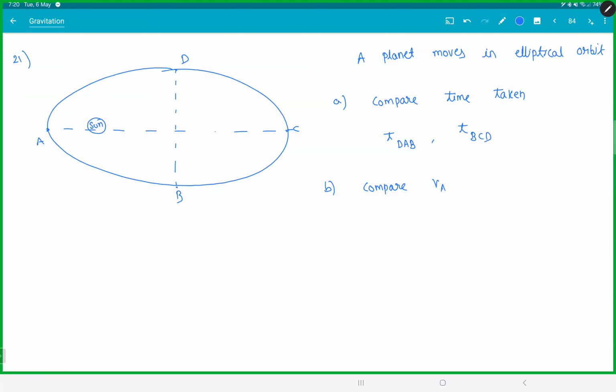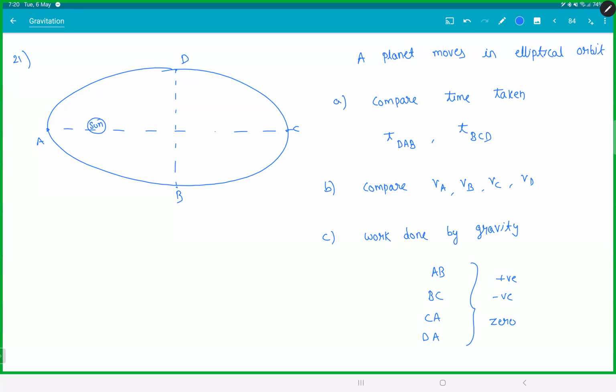Compare the speeds: speed at A, speed at B, speed at C, and speed at D. Third, work done by gravity when you go from A to B, work done by gravity B to C, C to D, and D to A. I just want you to tell me whether it is positive, negative, or zero. I don't want the value.